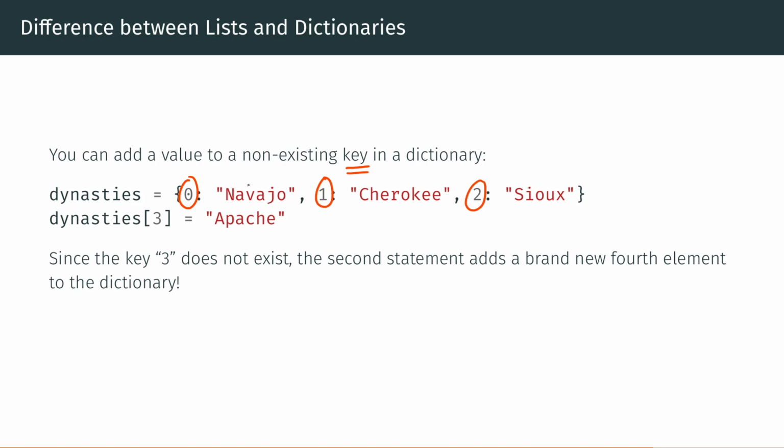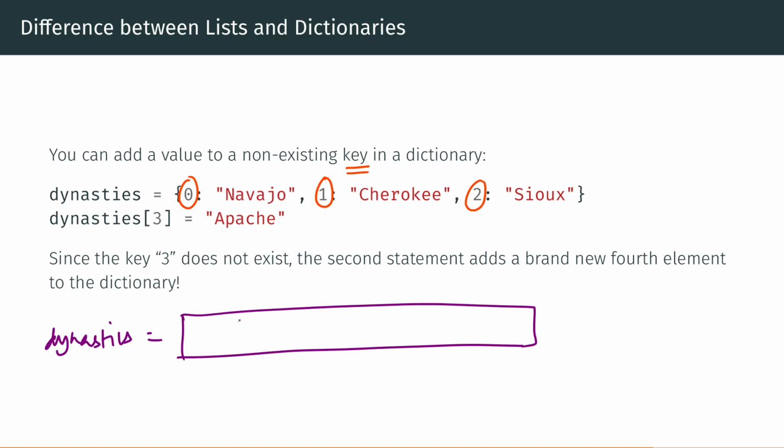In the case of lists, if this dynasties were a list, it would look like this. It would be the name dynasties, and it would have 3 elements. The first one would be Navajo, and remember it is the first one because the position is first. The second one would be Cherokee. The third one would be Sioux. And the indexes would be 0, 1, and 2. This is if it were a list.